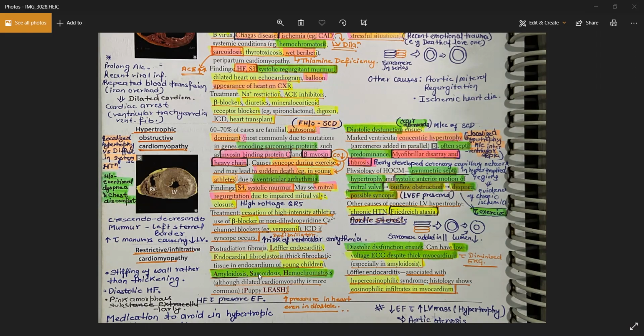Amyloidosis, sarcoidosis, and hemochromatosis. Sarcoidosis and hemochromatosis, they both can cause dilated cardiomyopathy. In the long term, they can cause restrictive cardiomyopathy. Amyloidosis can happen with chronic diseases or multiple myeloma, or even be age-related. The patient can get the amyloidosis and can get the restrictive cardiomyopathy.